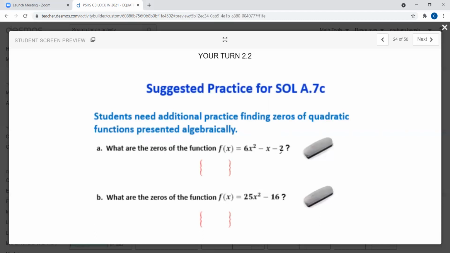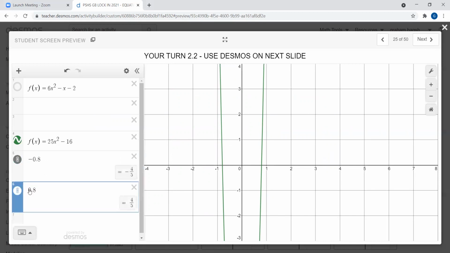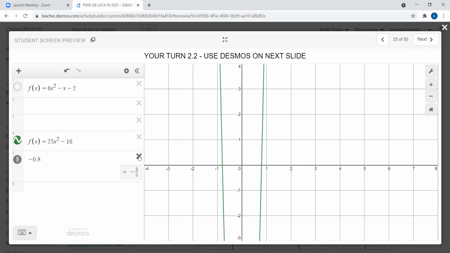Hey, what are the zeros of this? So we know that just means the same thing. We're just going to look for the intercepts. What are the zeros? So they did say that people often forget the word zeros when they're doing these questions. So I typed one of these in here. Let me have a click. Negative 0.8, 0.8. And if we're not sure what those are, we can just go ahead and type them in. They are negative 4/5 and positive 4/5.